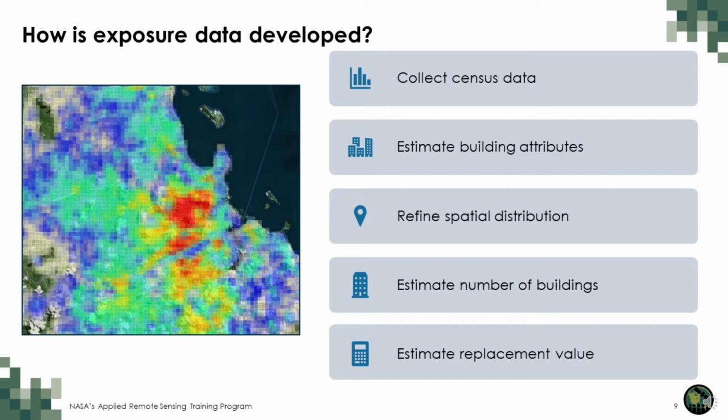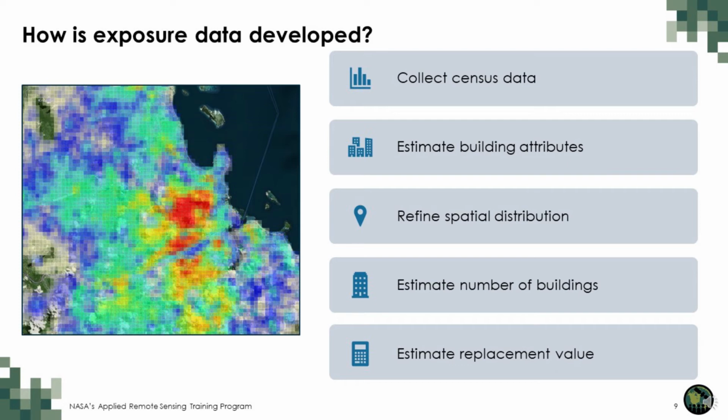Estimate the number of buildings. That can be as simple as looking at the number of people and the number of people per household and estimating the number of households and then estimating the number of buildings from that. But you can also adjust that regionally based on what building patterns that you're seeing in an area.